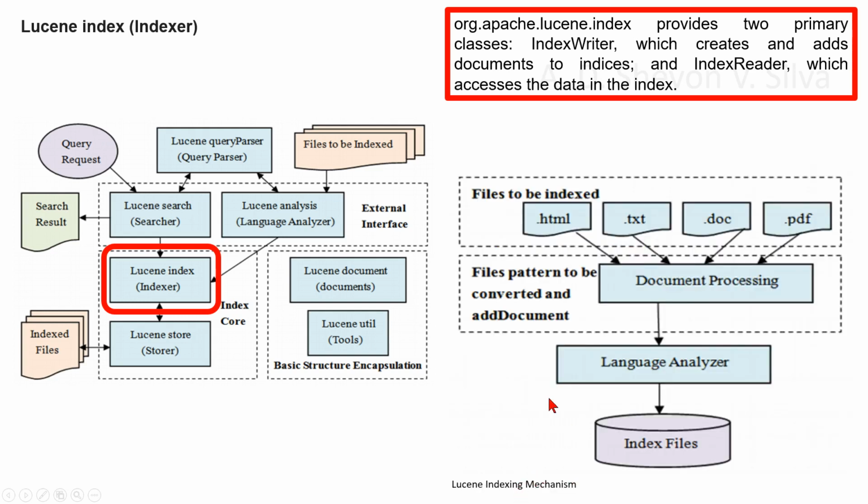Here you can see the Lucene indexing mechanism. To index data with Lucene, first of all we must convert it to a stream of plain text tokens. Therefore, other patterns of files must be converted into text before being indexed.